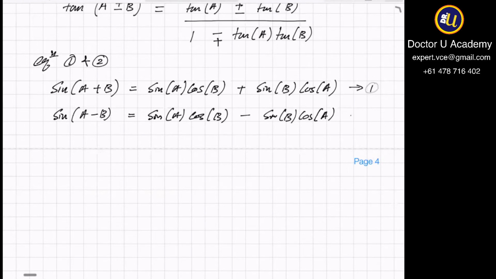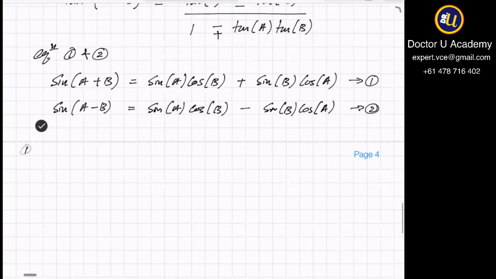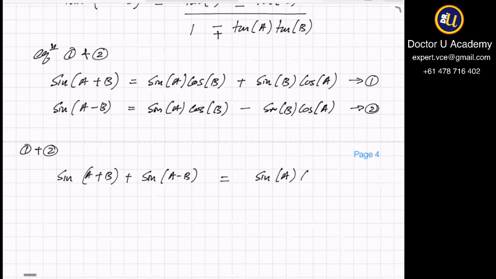Now what we are going to do is add 1 and 2. When you add, you get sin(A+B) + sin(A-B) is equal to sin A cos B, the whole thing, times by half.